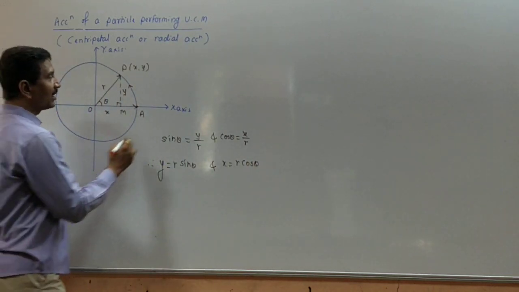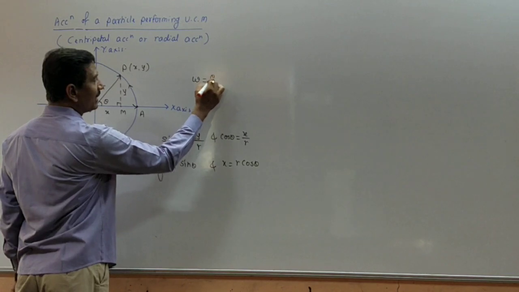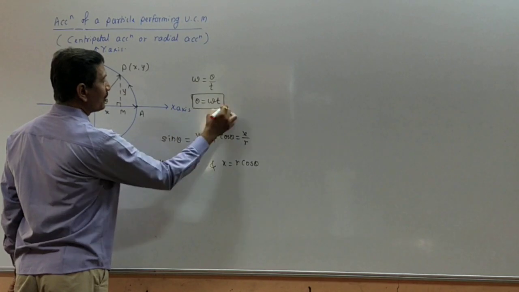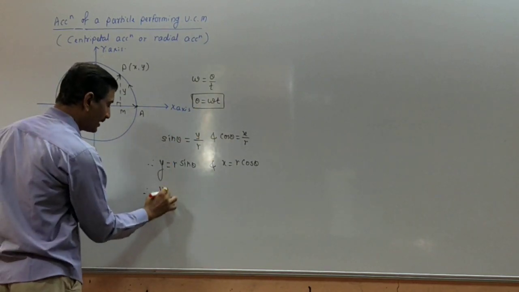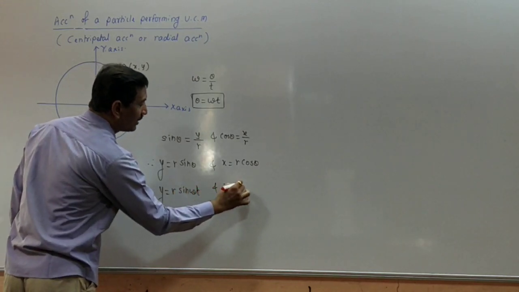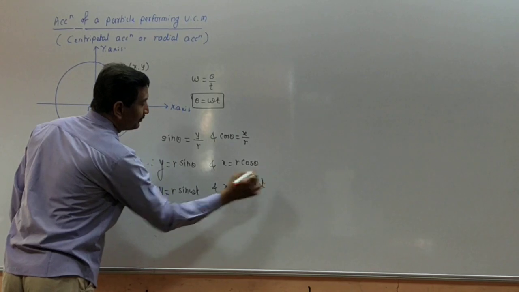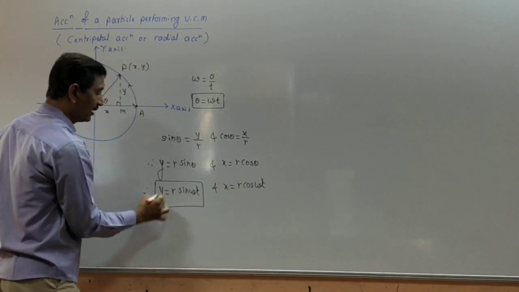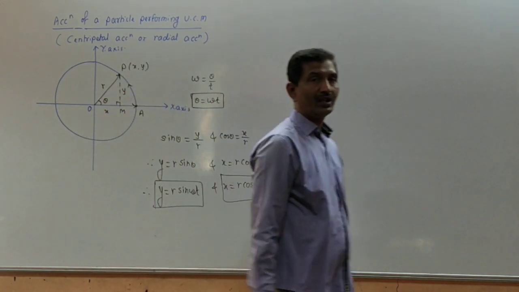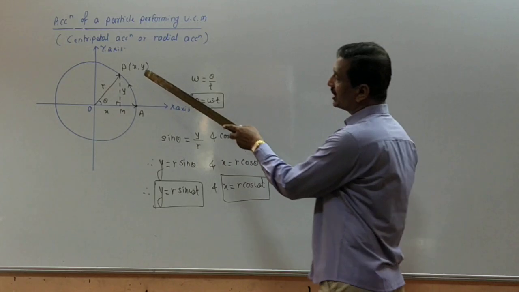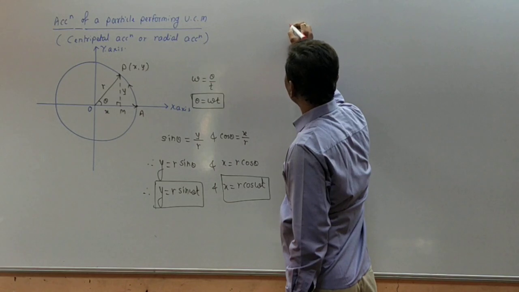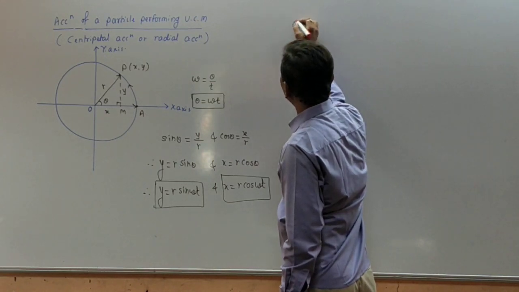By our definition of the angular velocity, omega is equal to theta upon t. Therefore theta is what? Omega into t. So put the value of theta here. We get y is equal to r sin omega t and x is equal to r cos omega t. Now to represent the position of the particle when it is at P, it is represented by R bar or OP bar.